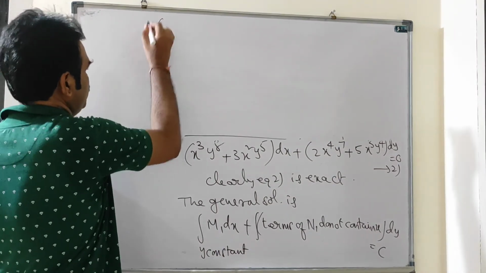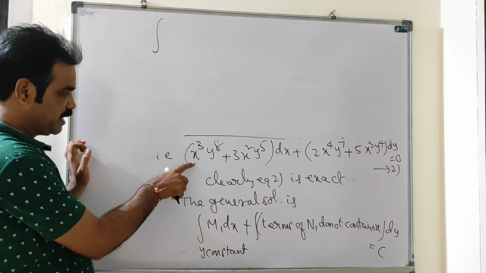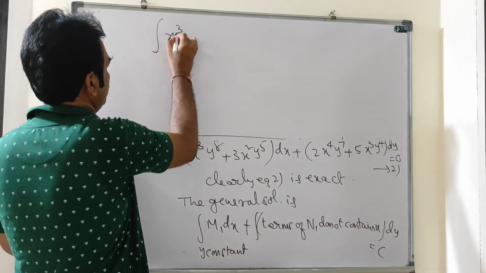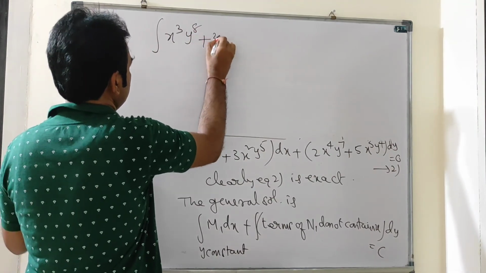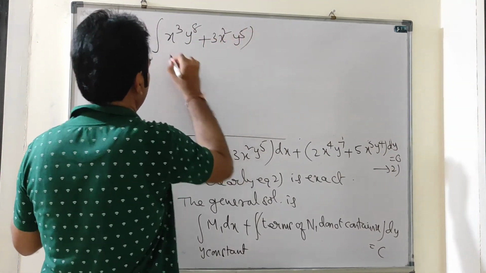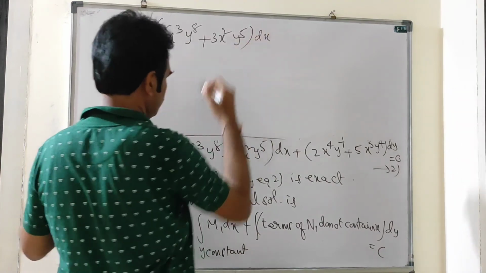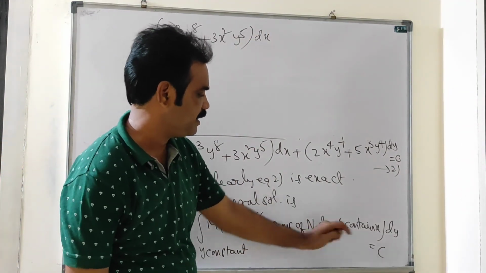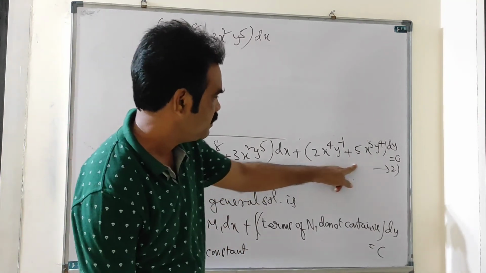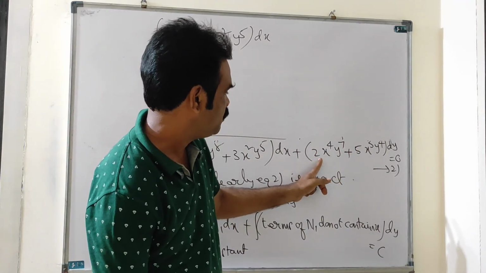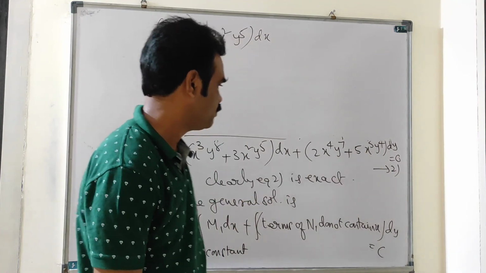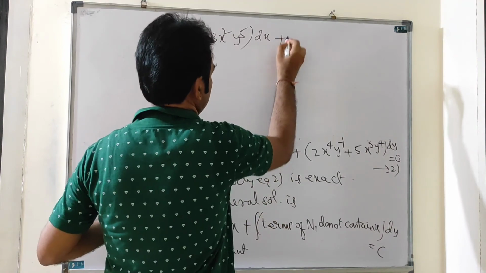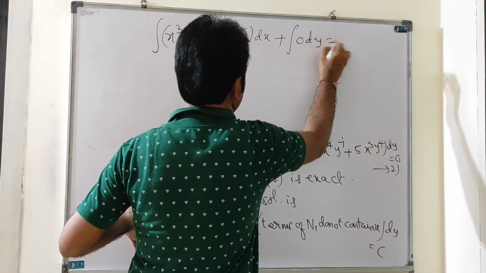That is, integral, what is M1 here? M1 is x^3 y^8 + 3x^2 y^5, into dx, treating y constant, plus integral of the terms of N1 which do not contain x. What is N1 here? 2x^4 y^7 + 5x^3 y^4. There are no such terms, each term contains x. That's why integral 0 dy is equal to c.